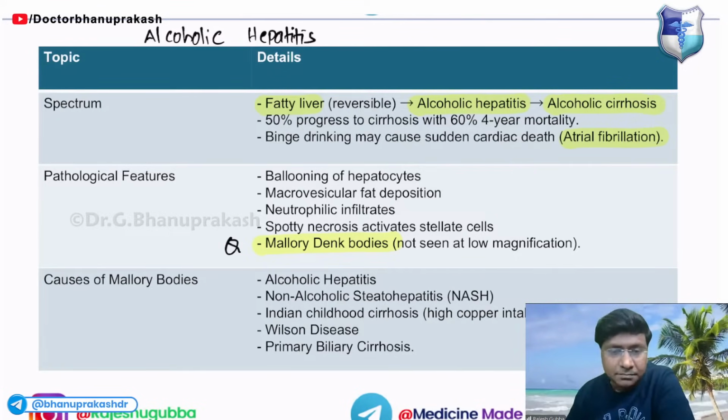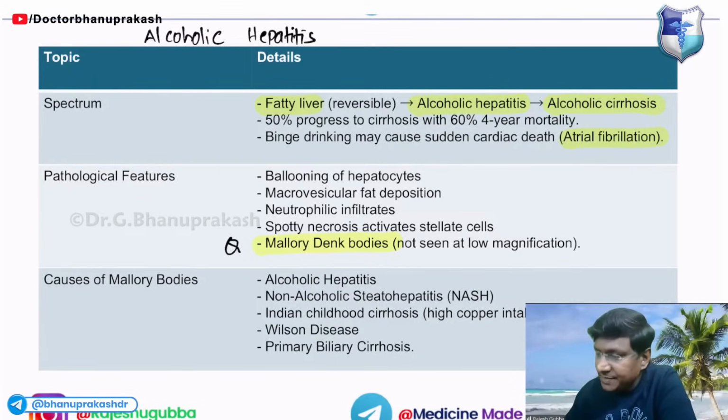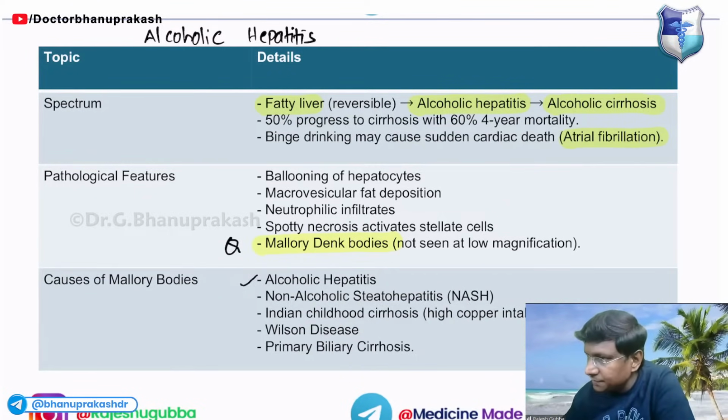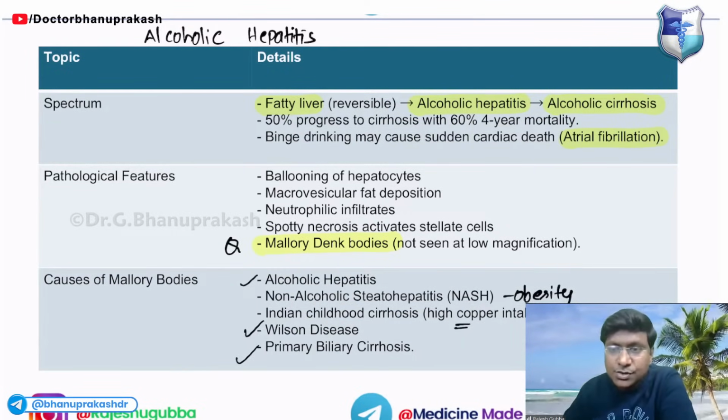All right. So if the examiner wants to trouble you about the Mallory-Denk bodies, the next level of question is what other conditions have the presence of Mallory-Denk bodies. Please remember, it is observed in alcoholic hepatitis, which is what we are discussing. The other conditions are obesity, that is non-alcoholic steatohepatitis, then individuals with high copper intake, that is Indian childhood cirrhosis, as well as Wilson's disease and primary biliary cirrhosis. So these are the other conditions where you have Mallory-Denk bodies.